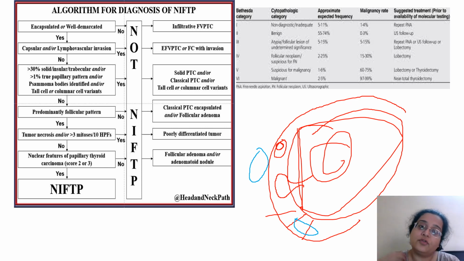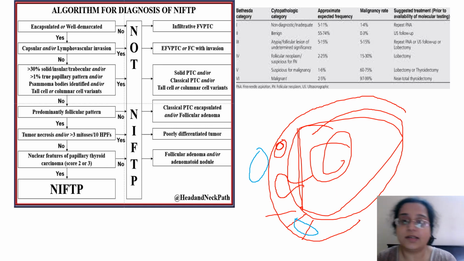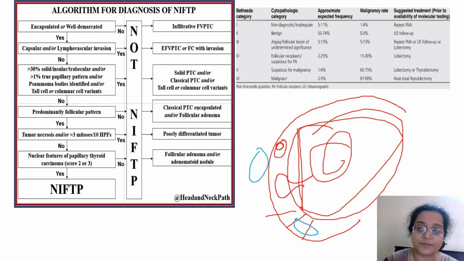By analysis of those mutations, we could tell, okay, this is actually follicular and this is actually thyroid papillary. All right, so you should know these mutations. These are examples important for the exams. Now coming to this algorithmic approach of what a NIFT-P is like.